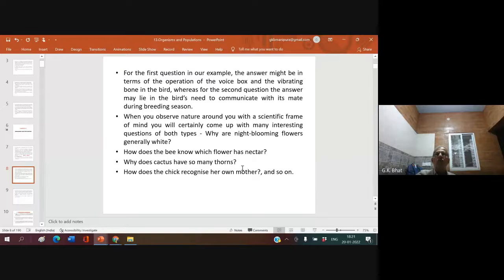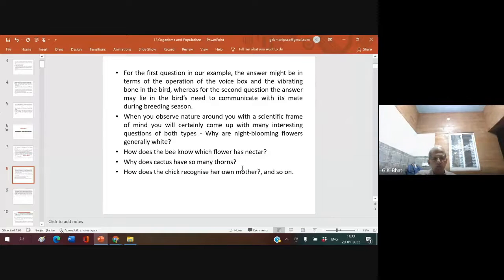The cactus has so many thorns for protection. How does the chick recognize her own mother? The moment the young one comes out, the chicken looks at the moving object, and the very first moving object nearby is its mother. It also learns walking by just following the walking of the mother.